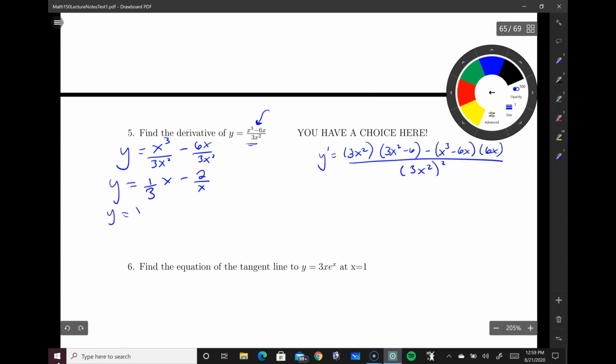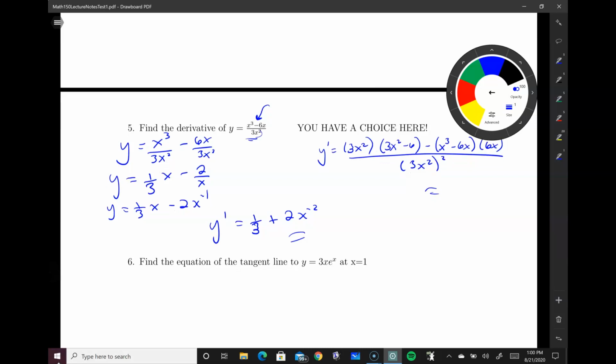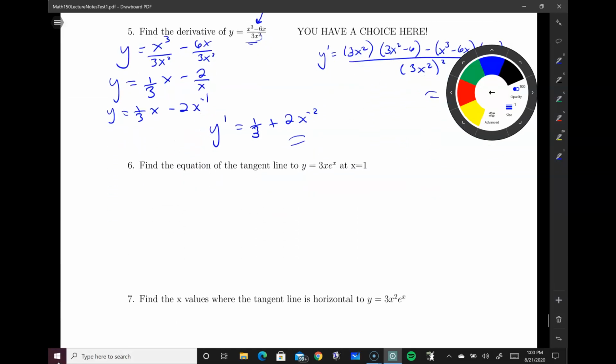So if I wanted to just take one more step, now to find the derivative, so it would be 1/3, and then plus 2x to the negative 2. Wow, that is so much nicer than this, right? So if you have a nice denominator that's a monomial or just one term, you can separate it and make your life much easier.